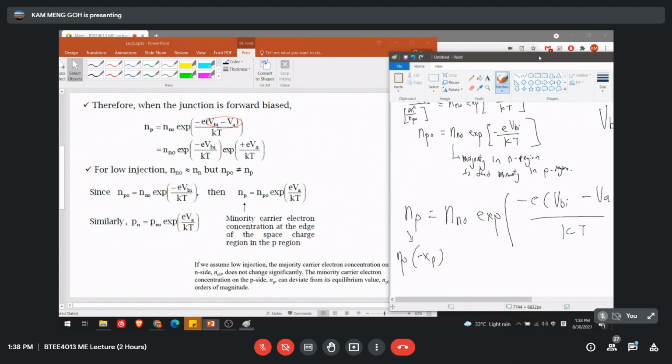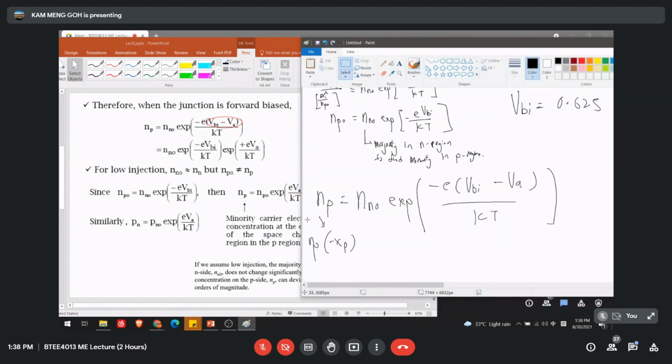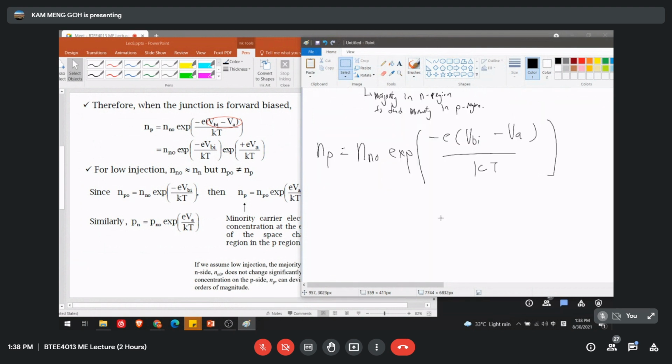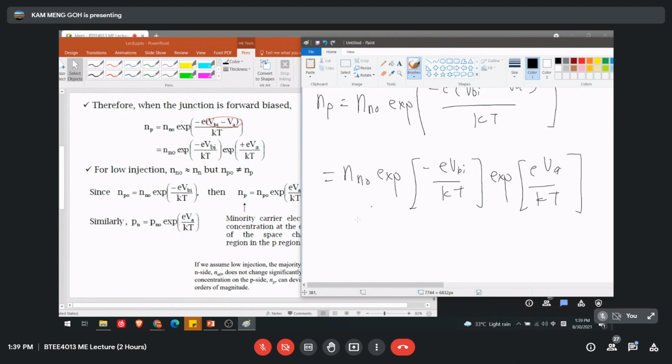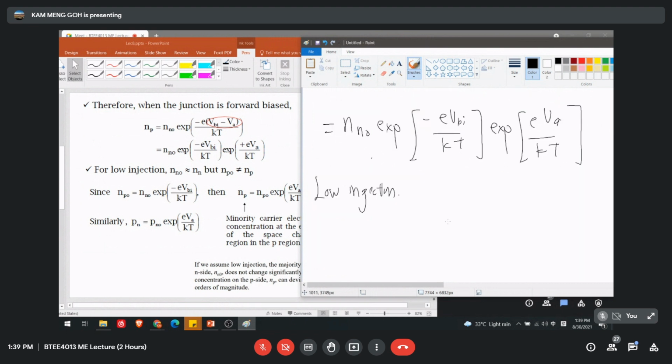Okay. So at this point, let's see what we are going to do with this. First, we try to split this NO, sorry, NO, SP, negative E VBI over KT, exponential E VA over KT. Okay, so there's one thing we call low injection. What is low injection?